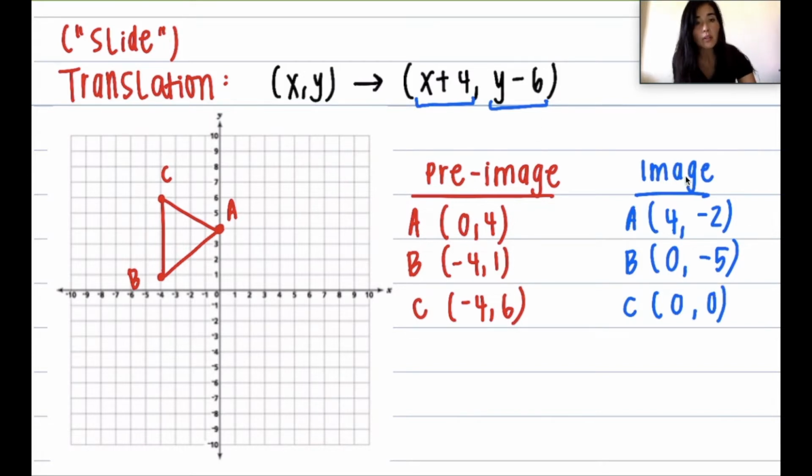What you're going to notice about this image is that these points are going to be indicated with this little apostrophe. And that apostrophe is just going to indicate that these are our new points, or represents the change from the original. So let's go ahead and graph these. So A now is at 4, -2.